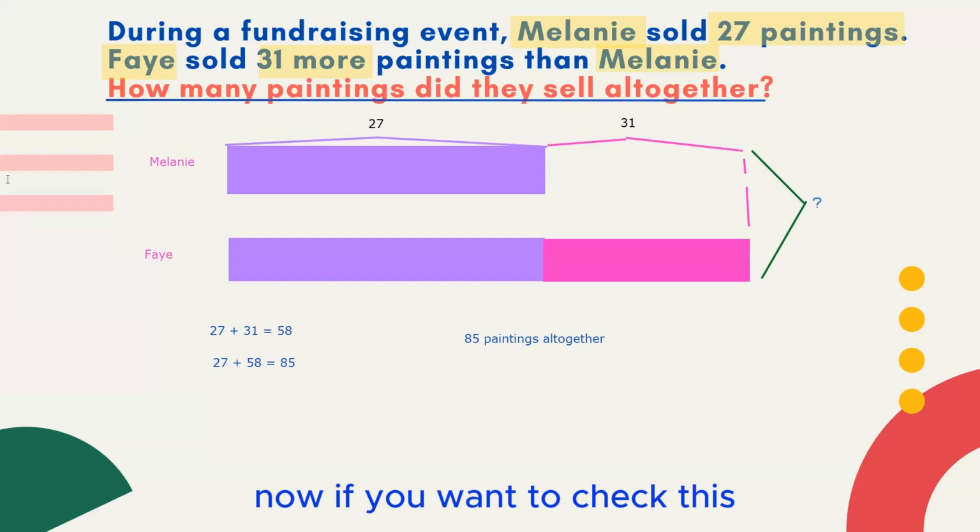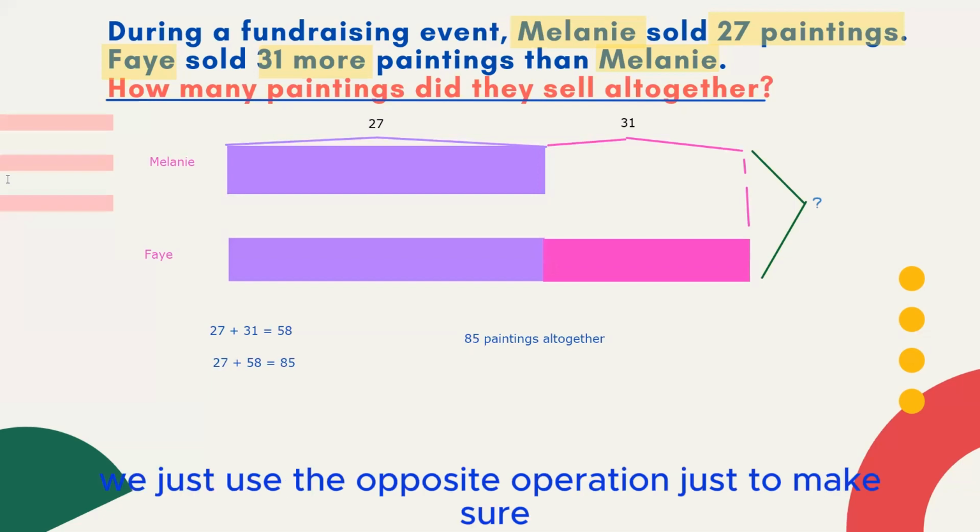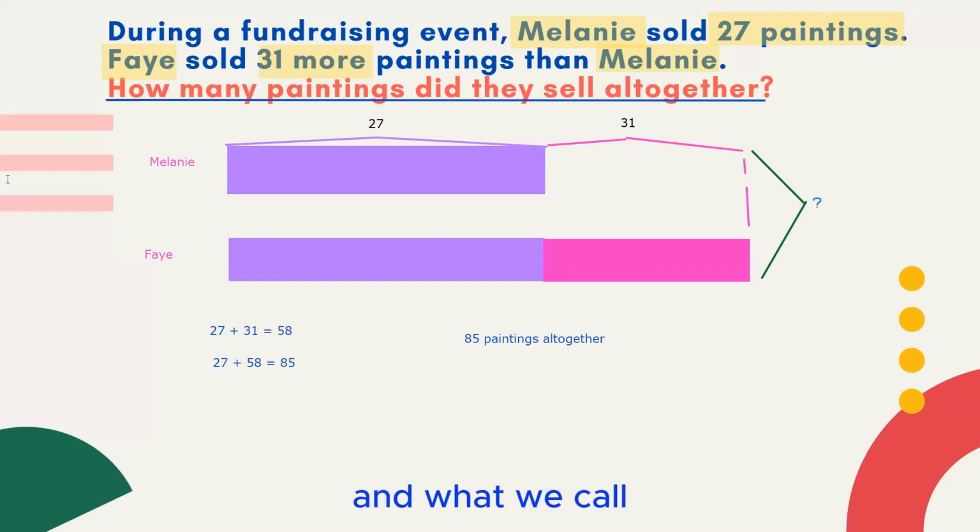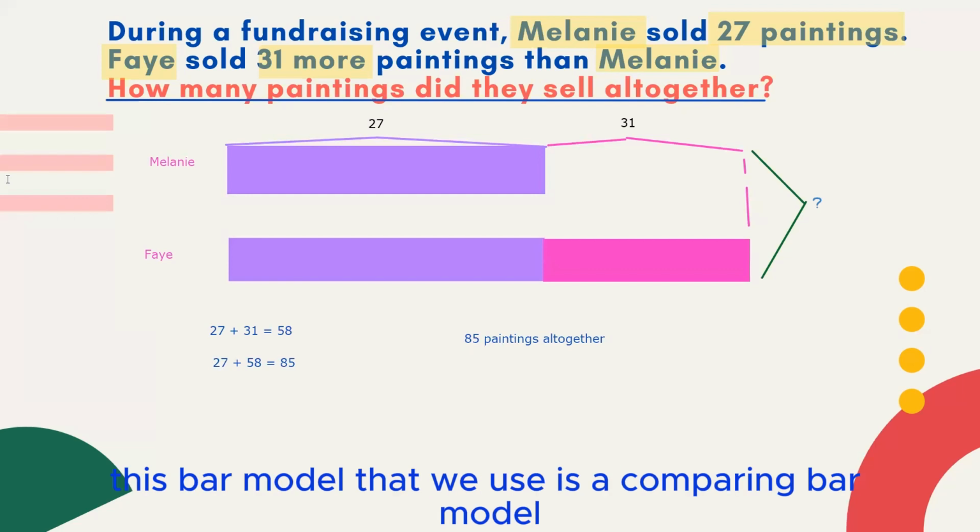Now, if you want to check this, we just use the opposite operation just to make sure. And what we call this bar model that we use is a comparing bar model addition.